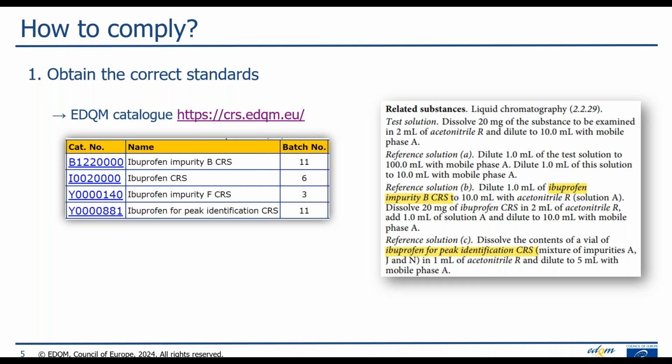For example, if you're carrying out testing for related substances in line with the monograph, there are multiple other standards for impurities and for peak identification required as well. So this is something we would check during inspection: whether all of the required standards are available, whether they're being used, and whether the testing is being carried out in line with the monograph.